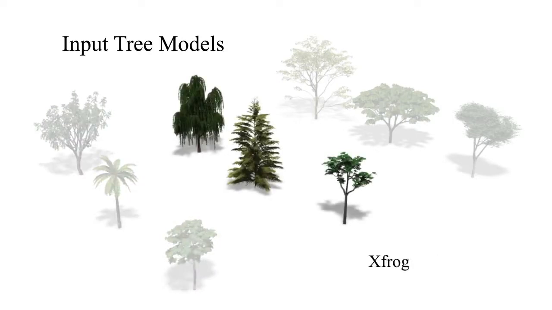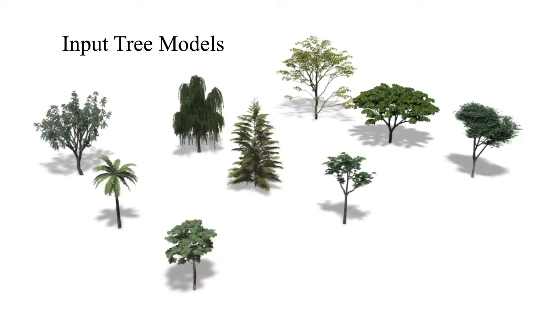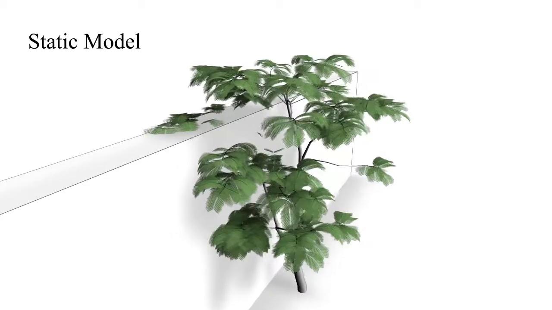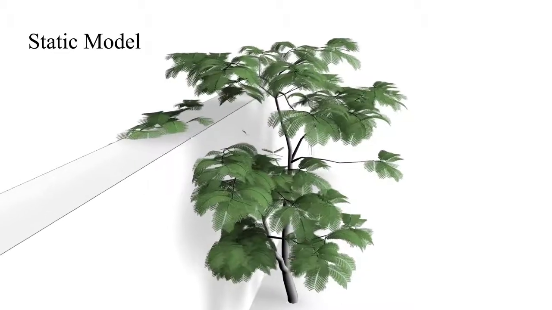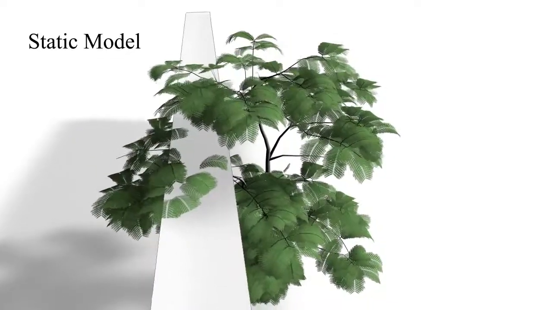can select many tree models from large repositories, create them manually, or grow them according to biologically based algorithms. However, these models are typically static, even though the same tree species can have a variety of forms depending on how they interact with the environment.